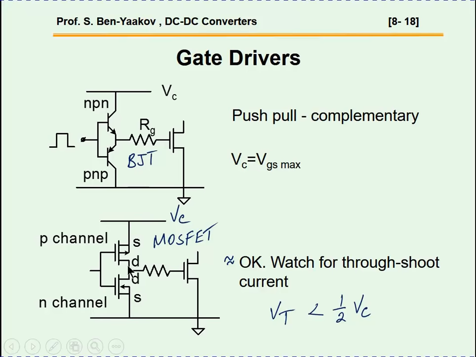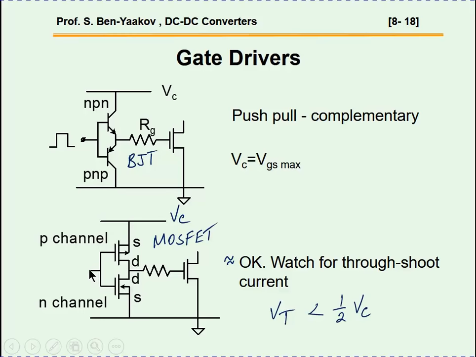Another way is to use two MOSFETs, and you can use an N-channel, P-channel, but you have to be very careful that at midway, that is when the voltage here is midway between 0 and VC, both transistors will be off. And this really depends on the threshold of each transistor. So the threshold actually of this transistor must be much lower than half VC. And then you are sure that there's no current flowing this way.